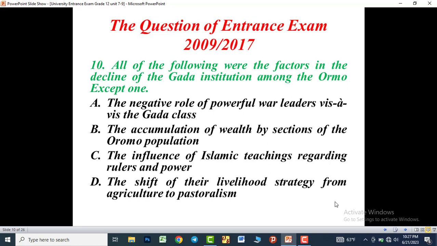Question number 10. All of the following were factors in the decline of the Gada institution among the Oromo, except one. A. The negative role of powerful war leaders vis-à-vis the Gada class. B. The accumulation of wealth by sections of the Oromo population. C. Influence of Islamic teachings regarding rulers and power. D. The shift of their livelihood strategy from agriculture to pastoralism.